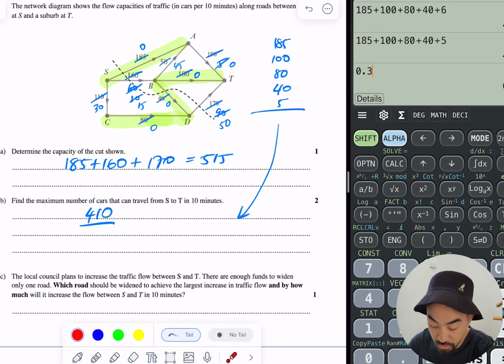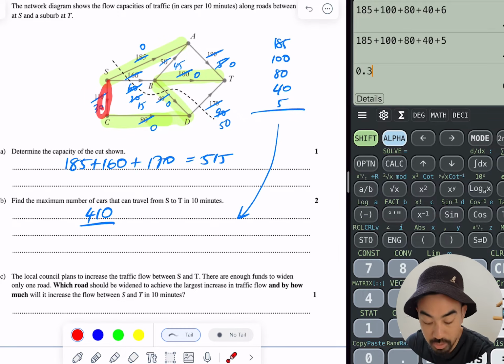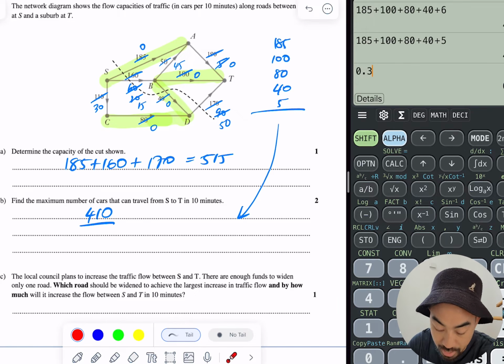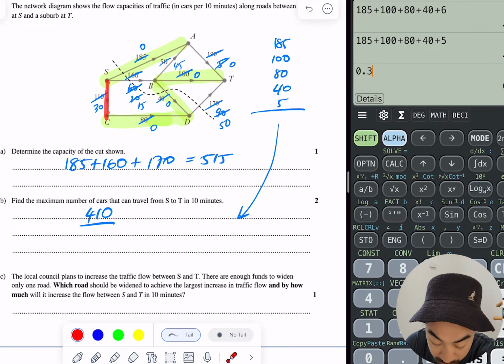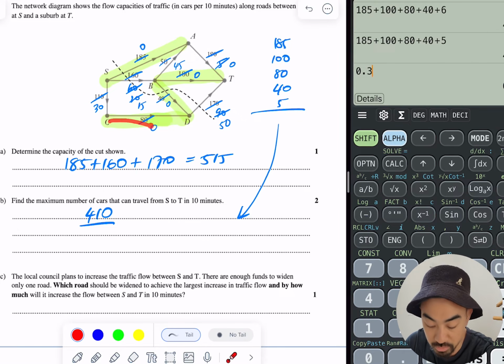What you can see here is that at the moment I've got 30 cars which are stuck there, and I'm trying to get them through the system. I can see this 30 here is stuck. It's stuck because this one has a capacity of 0 at the moment.